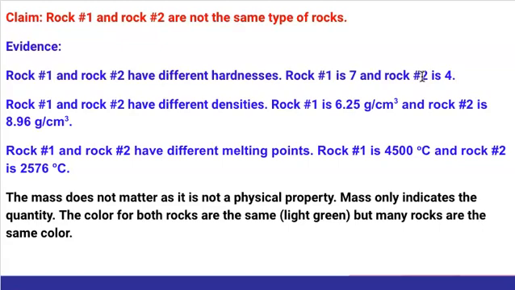Now, could you mention mass? You could. The mass does not matter as it is not a physical property. Mass only indicates the quantity. And you could have a rock that's the same rock, but they have different masses just because it's a bigger version of that rock. And again, you could talk about the color. You don't necessarily have to have this, but this would be the difference between a proficient and an advanced score for your evidence, that you talk about why the mass and why the color is not good evidence.